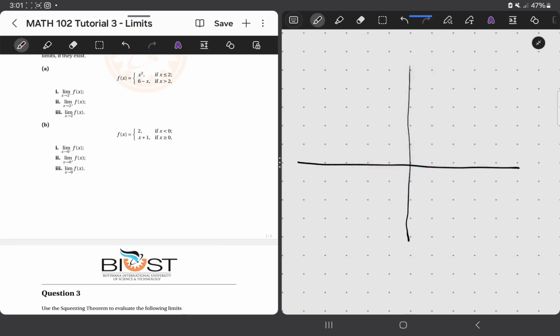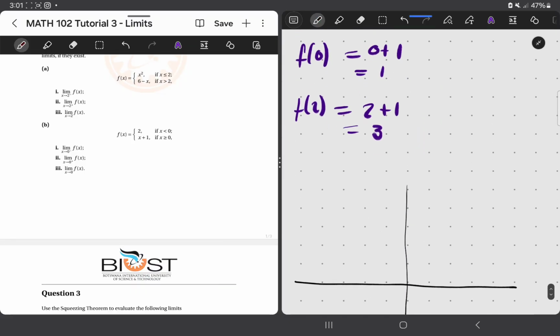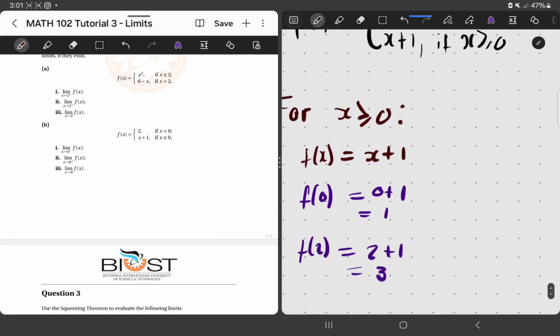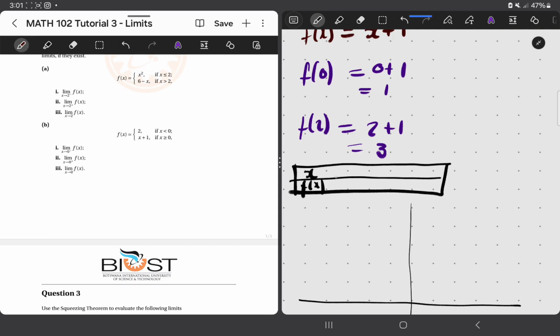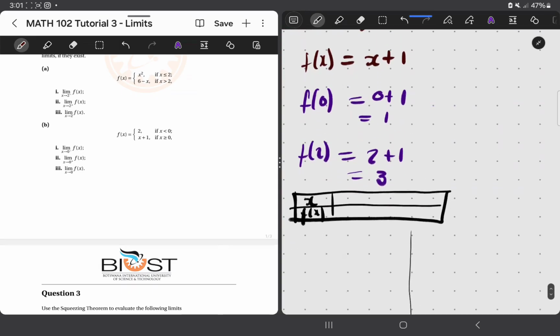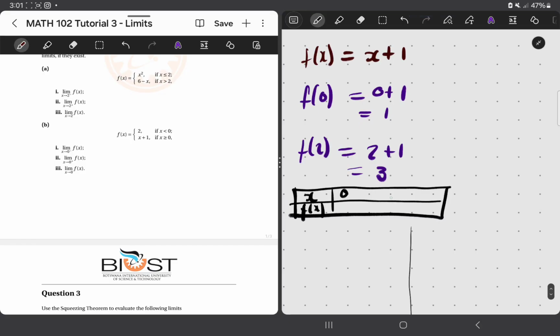So we start with x less than 0. Okay, from 0 going up, we know that it's this one. So we can put our small table, which is x and f of x. When x was, we put f of 0, that means when x was 0, and we did f of 2 when x was 2. When x was 0, we got 1. When x was 2, we got 3.